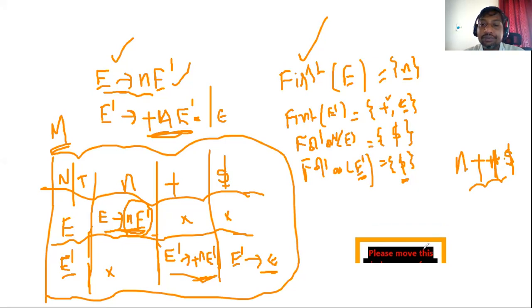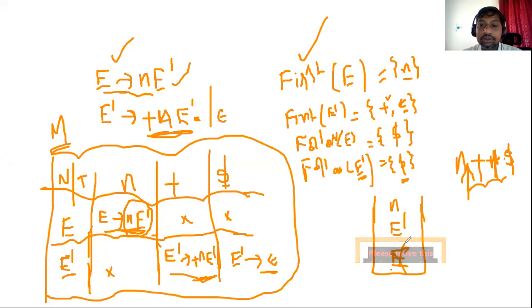So initially we start with the starting symbol of the grammar, that is E, on top of the stack. The current input symbol is n. For E with n, we have a production rule. So what do I have to do? We have to insert E dash, n, E dash on top of the stack. Now pop off this n and advance your read head so that it points to plus.